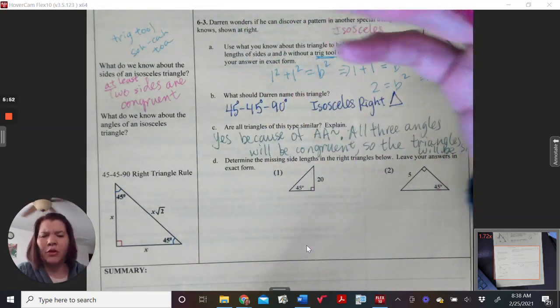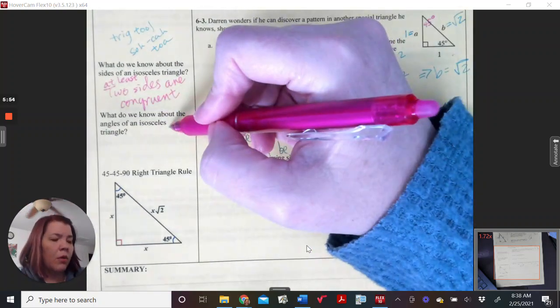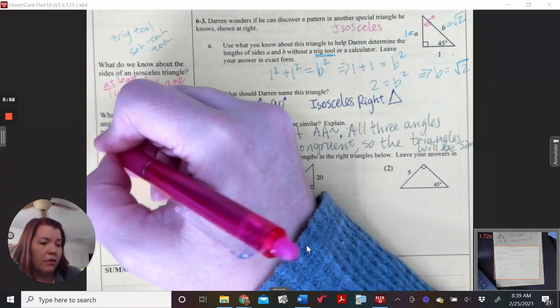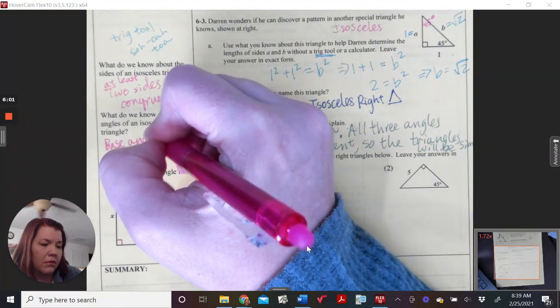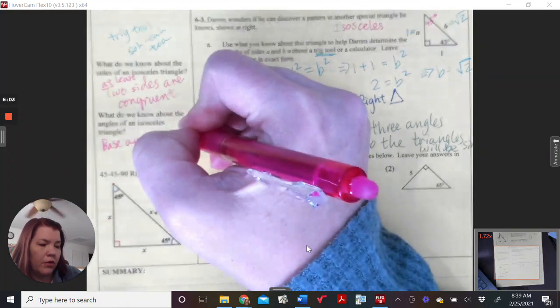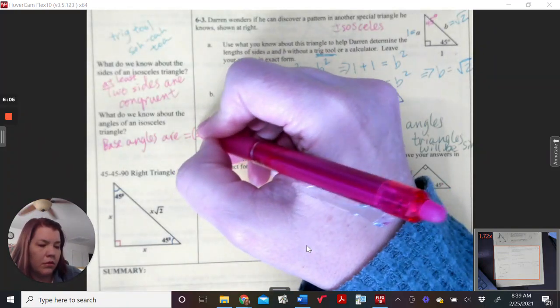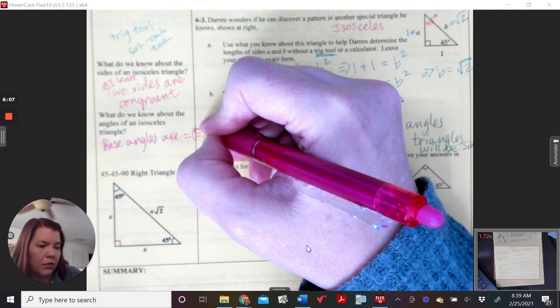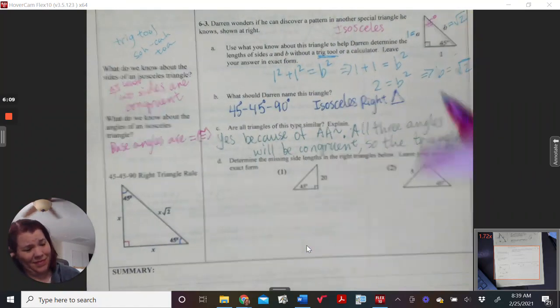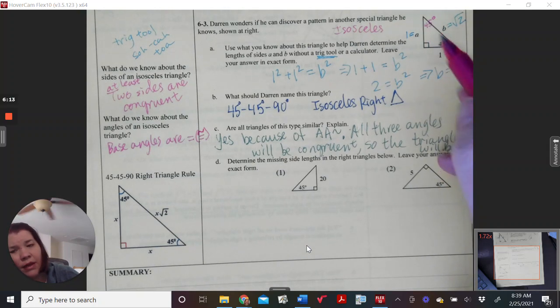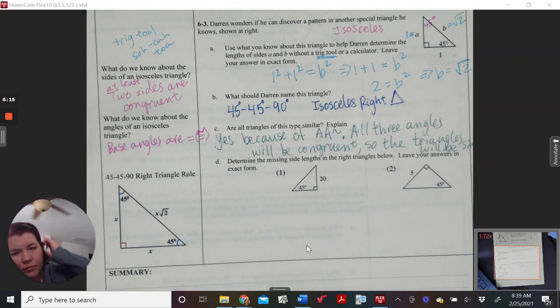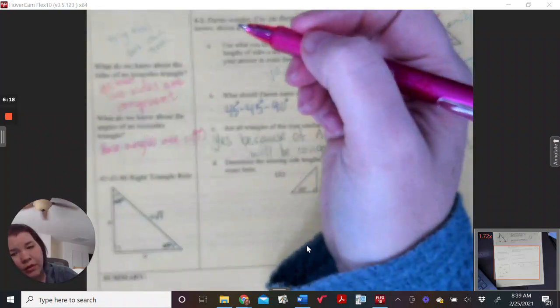What do we know about the angles of an isosceles triangle, the base angles? They are equal or congruent, whichever one you want. Or in other words, the two angles at the edge of the two congruent sides, that's base angles. Or just two of the angles are congruent. Okay, whichever.